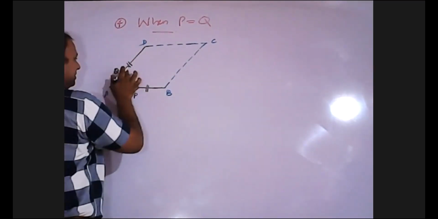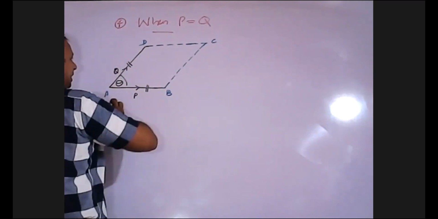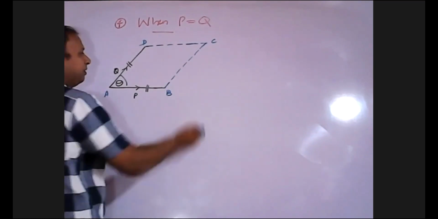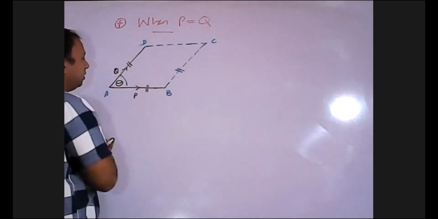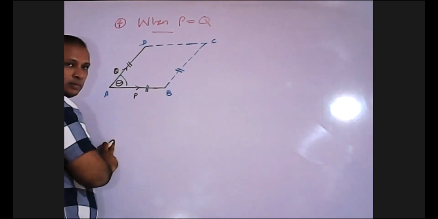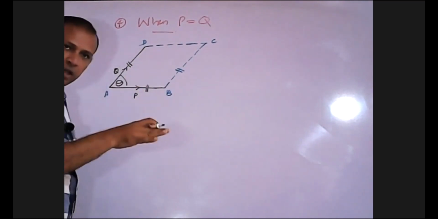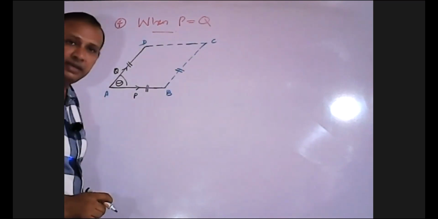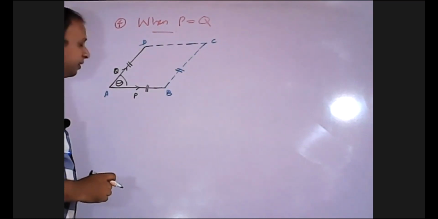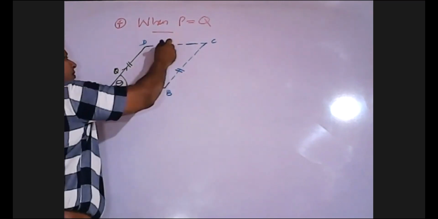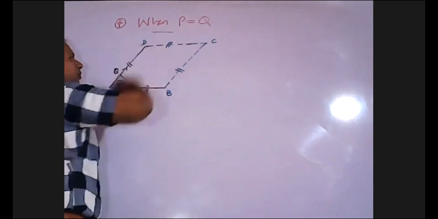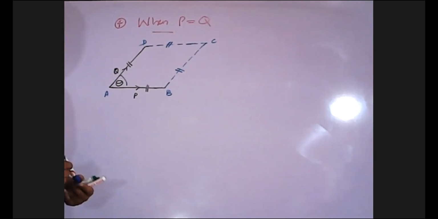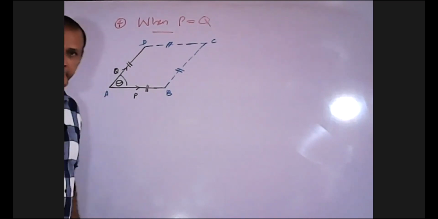So AD and BC are two opposite sides. Therefore, the length of AD and BC should be equal. According to the same argument, AB and DC are two opposite sides of the parallelogram. Therefore, the length of AB should be equal to the length of DC. Yes. Very good. That is the answer.